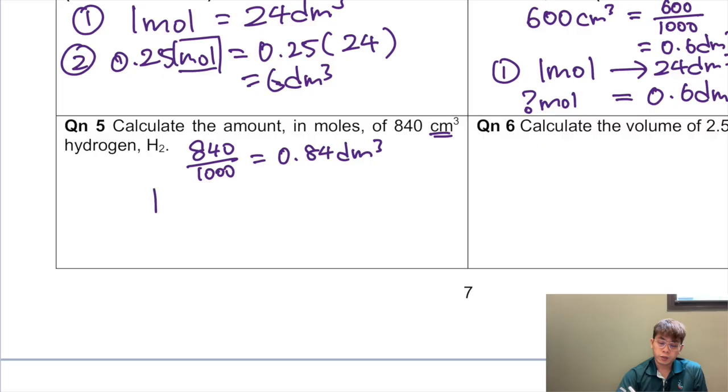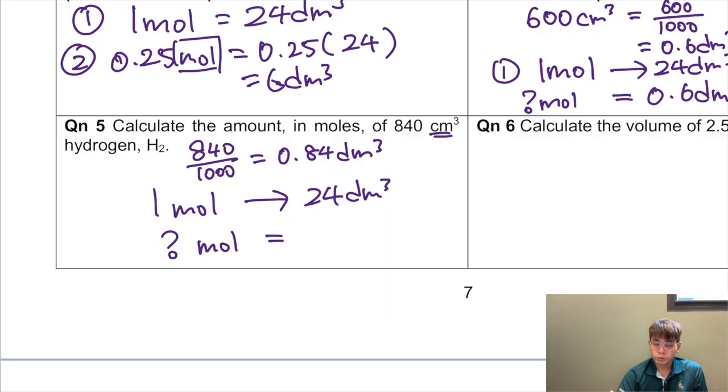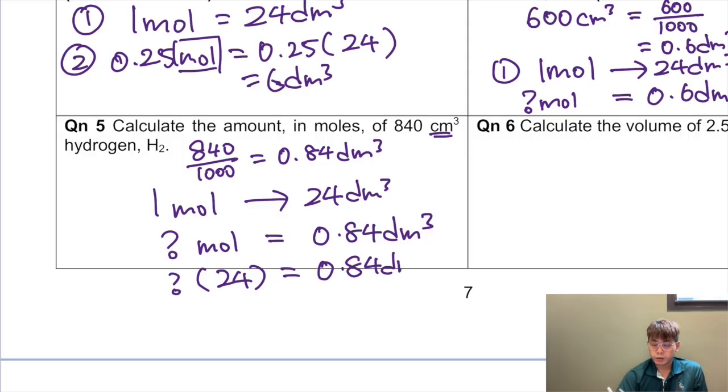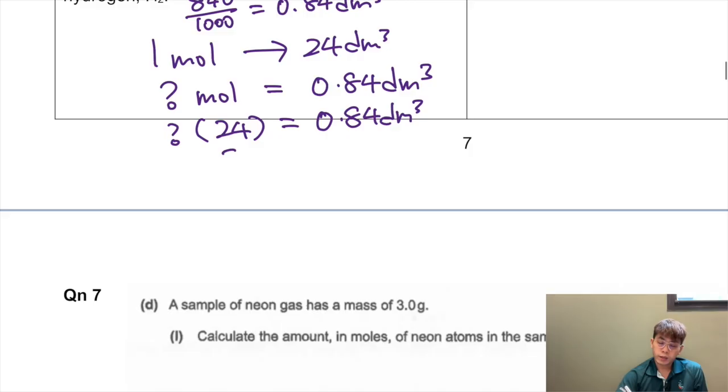I know that 1 mole is equivalent to 24 dm cube. It's always important to write this step so that at least you can remember. So 1 mole is 24. This is the conversion that I'm going to do. Now I want to find the number of moles. So question mark mole is equal to 0.84 dm cube. So question mark, the mole is 24, because that's on top, I determined already.